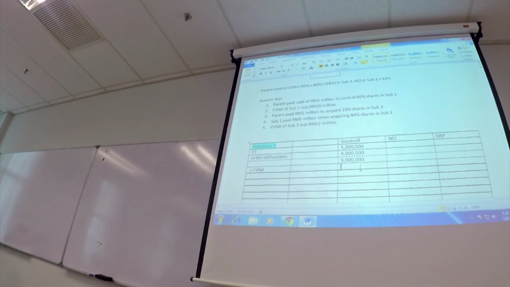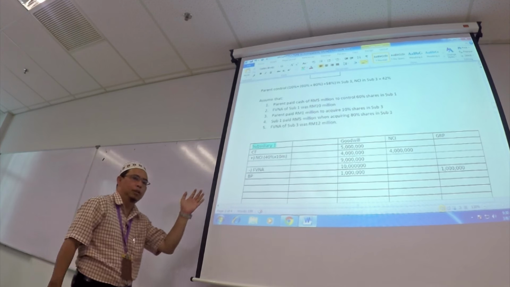Yes, 9 million. And the fair value of net asset is 10 million. So this is bargain purchase, 1 million bargain purchase. Yeah, and you write it here. And your NCI is 4 million. Okay, so this is the complete answer for calculating your goodwill, also bargain purchase.